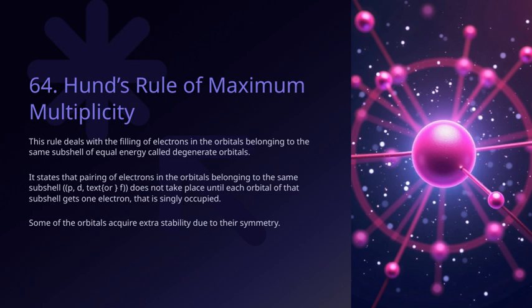This rule is particularly important when we're looking at the filling of electrons in degenerate orbitals, that is, orbitals within the same subshell that have the same energy. So, in essence, Hund's rule guides us to fill these orbitals in a way that maximizes the number of unpaired electrons with parallel spins, leading to more stability. By understanding this rule, we can predict the electron configuration more accurately and appreciate how the symmetry and energy considerations influence the overall stability of atoms. This ties into the broader theme of electron configurations and how atomic structure determines chemical properties.